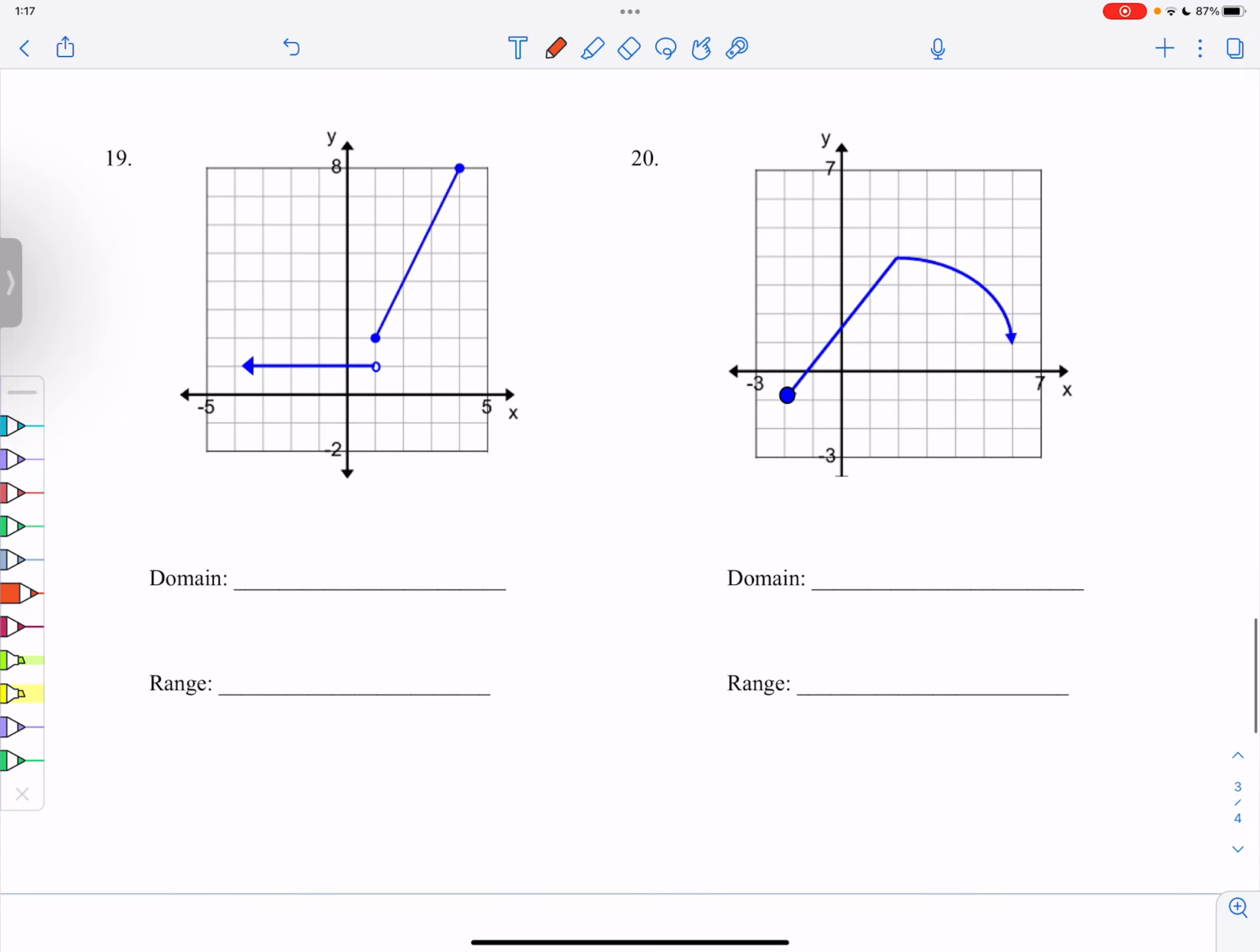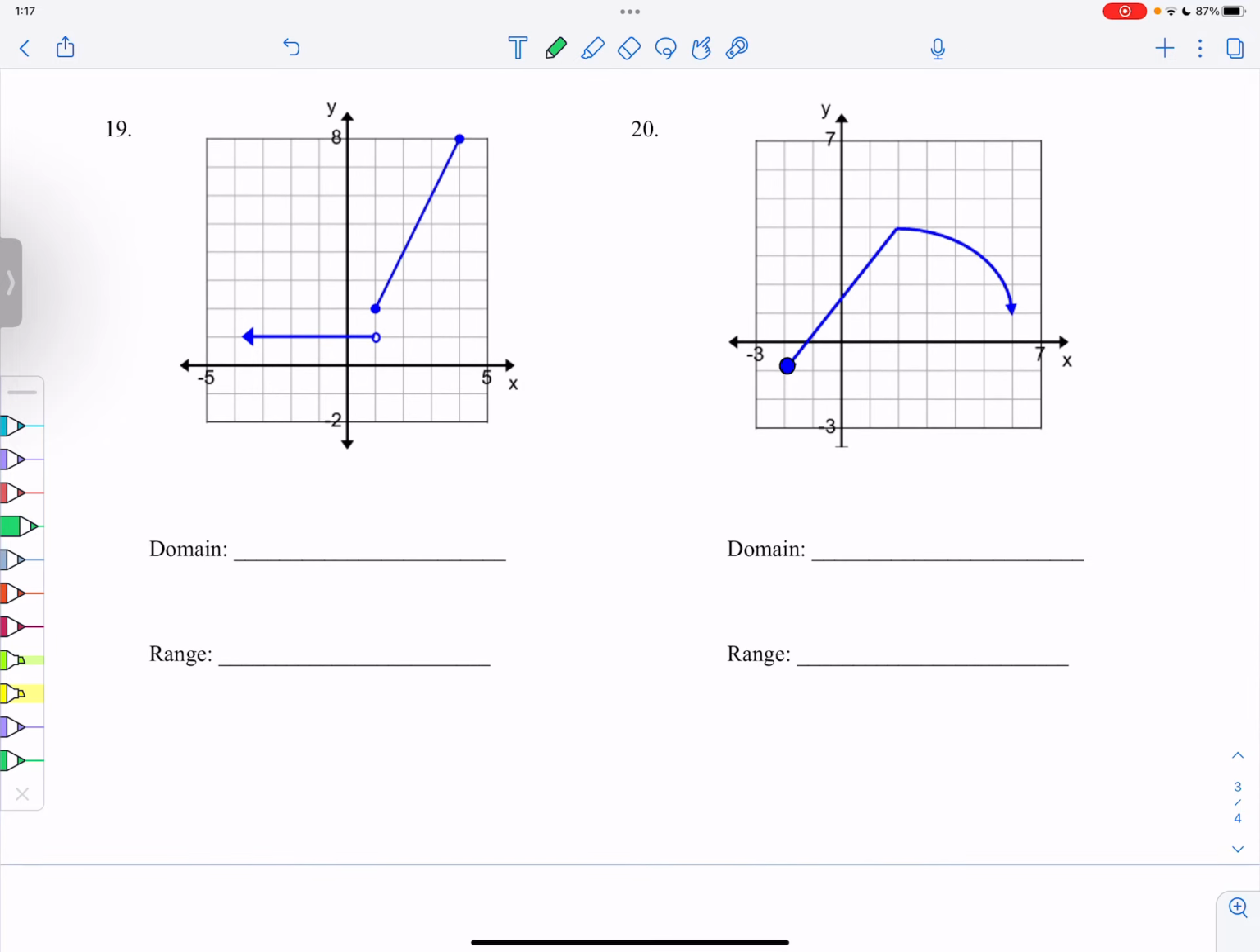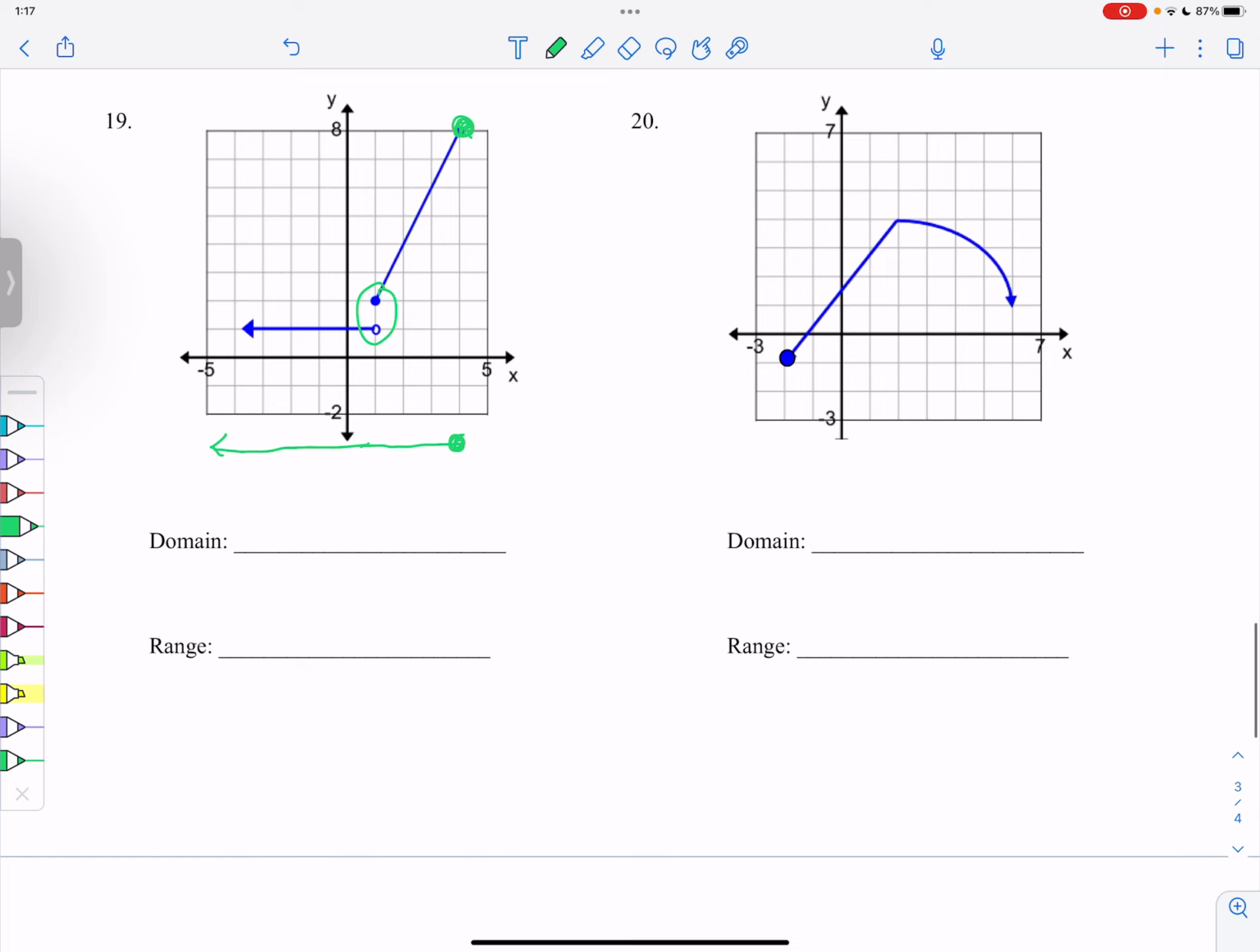Looking at the domain in number 19, as you can see again, all x values are covered, but look at this. This is a closed point. So our x values start here, we're covered here, keep going, but then we're closed here. So now you can see that our domain is -infinity to 4, and that's including 4.